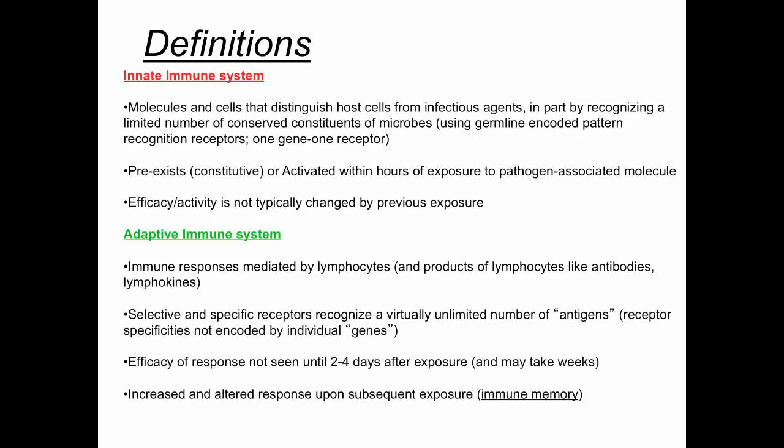Typically, the adaptive immune system is much slower than the innate immune system, meaning that the efficacy of a response is not usually seen until a few days after exposure, and in some cases it may take a few weeks. The other characteristic of the adaptive immune system is that the type of response changes upon subsequent exposure. The first time the adaptive immune system is activated, you may get a relatively limited, maybe not so efficacious response, but upon subsequent exposure the immune response is much stronger, more effective, and more protective against that given pathogen.